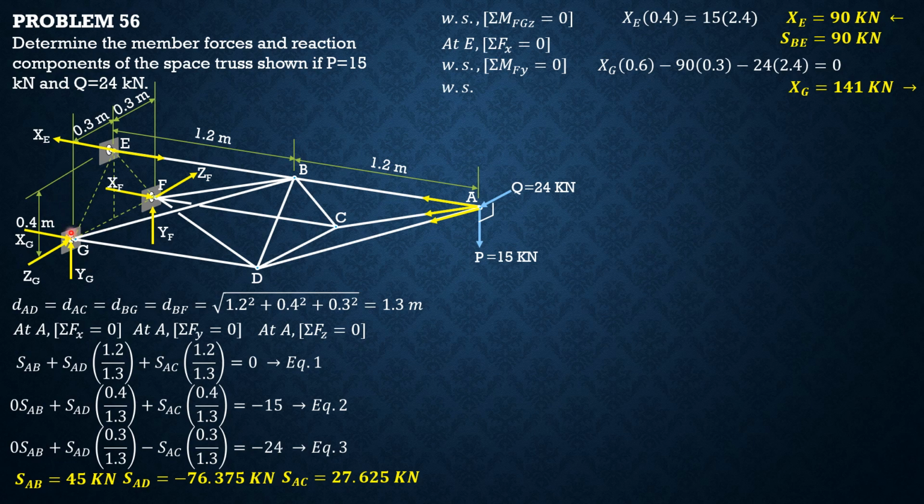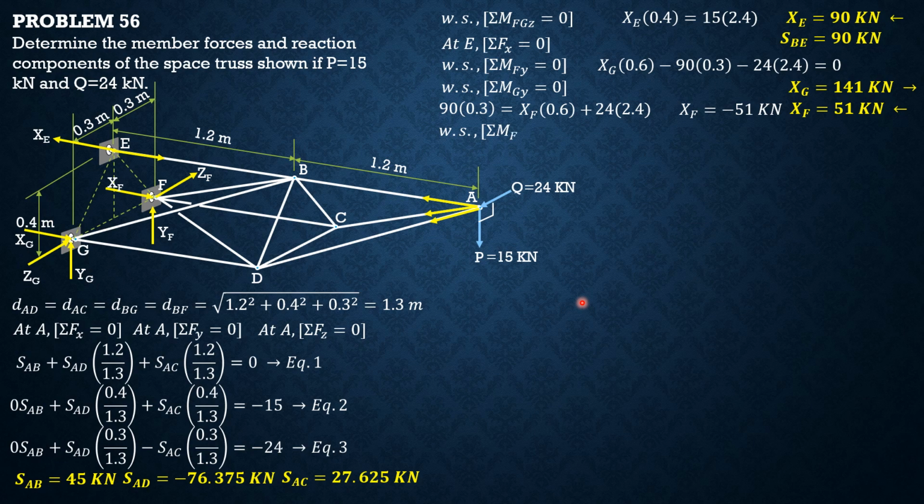Then summation of moments about YG equals 0, whole system, to solve for XF. By the right thumb rule, XE is positive, then XF negative, 24 negative. So 90 times 0.3 equals XF times 0.6 plus 24 times 2.4. So X sub F is negative 51, which means XF should be leftward, in that direction.